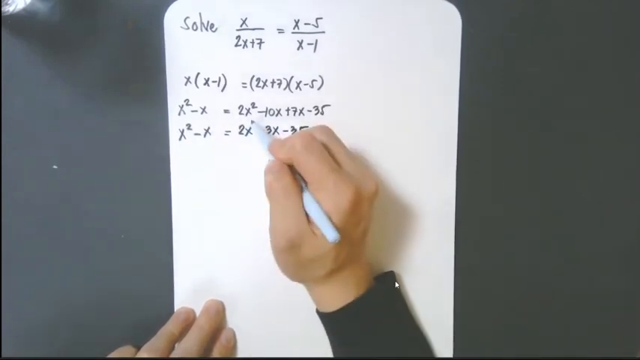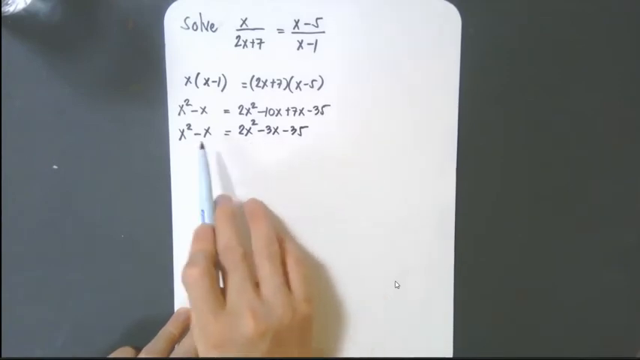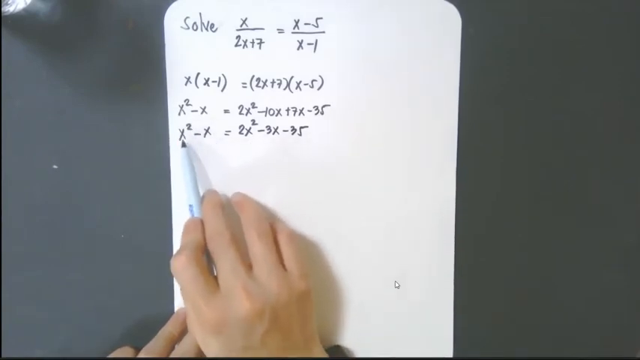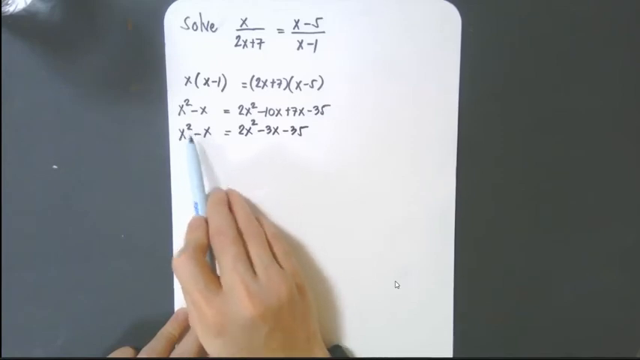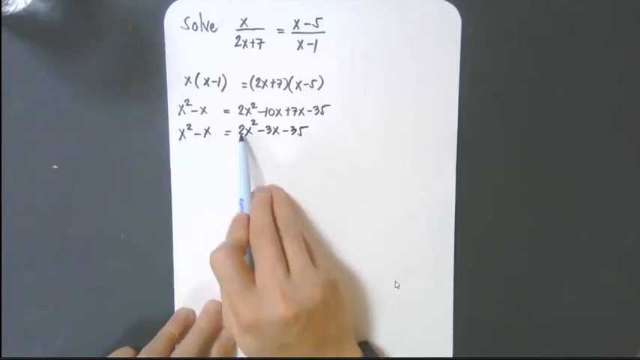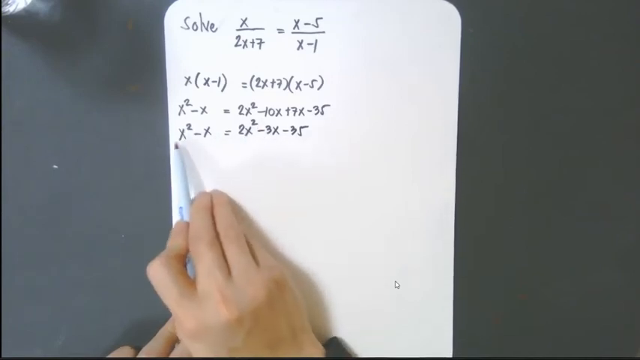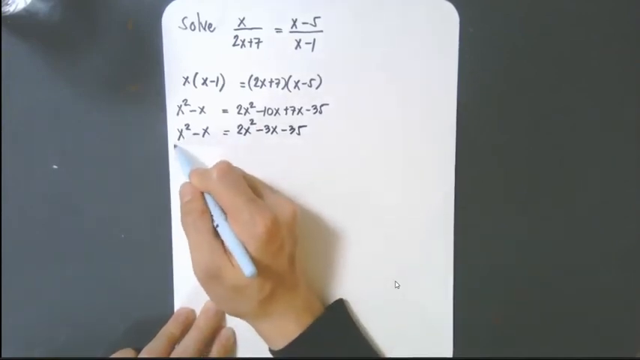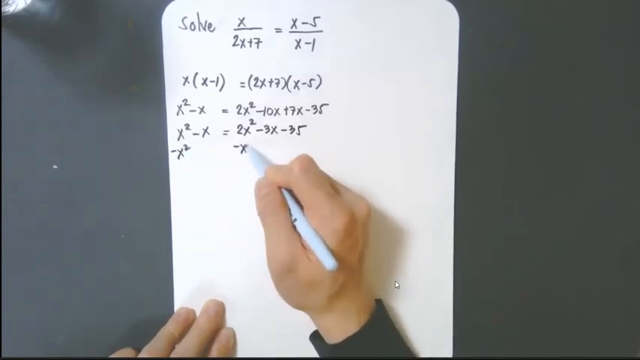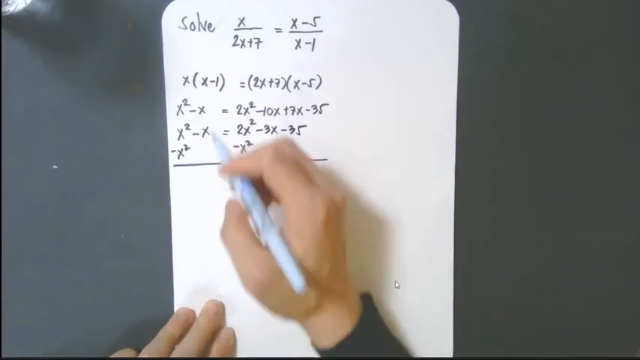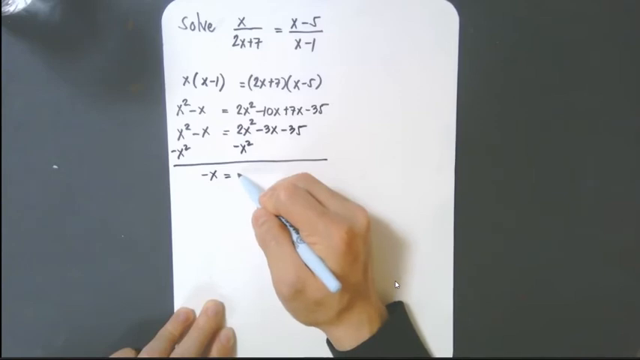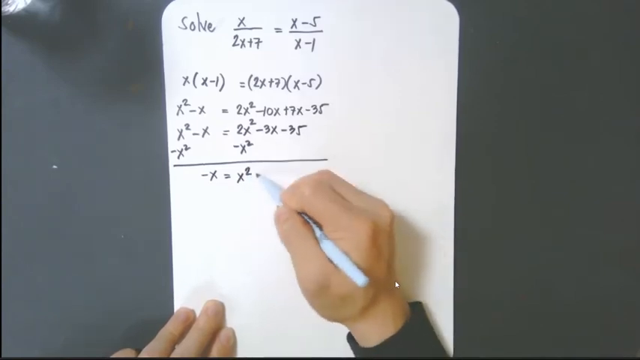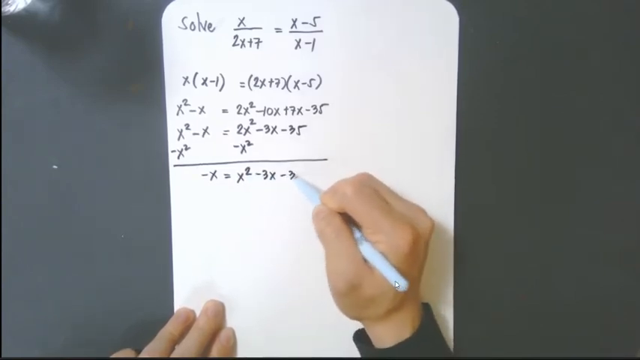Now if you try to see here, we need to simplify first the variables with the power of 2, or with the degree of 2. So that's x squared, that's 2x squared. So this is smaller, so we get rid of that. That's positive. So we subtract x squared on both sides. So we have now negative x is equal to x squared minus 3x minus 35.